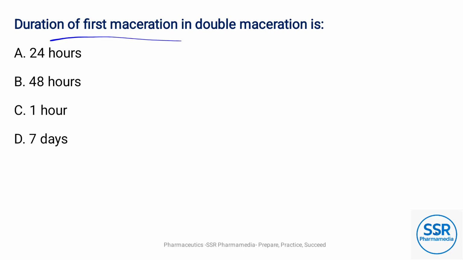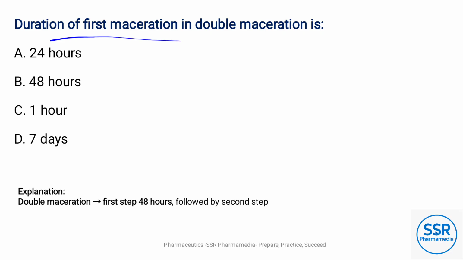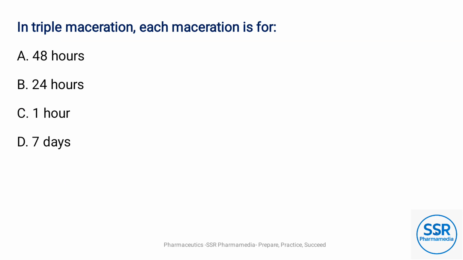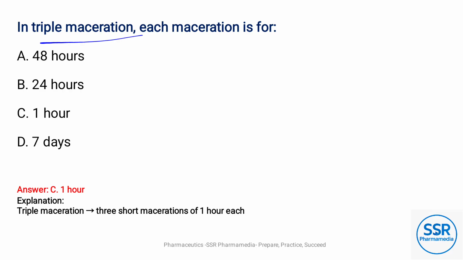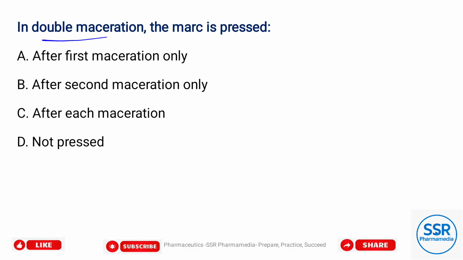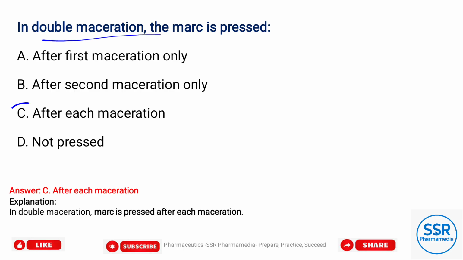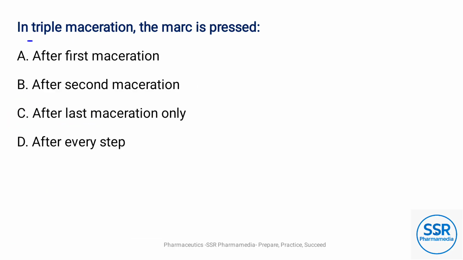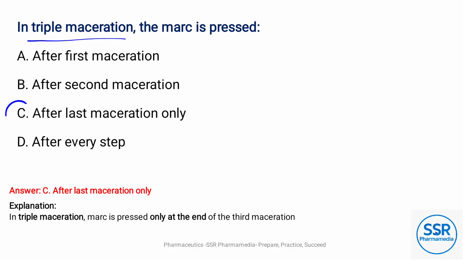Duration of first maceration in double maceration is, so option B, 48 hours. In triple maceration, each maceration is for, option C, 1 hour. In double maceration, the marc is pressed, option C, after each maceration process. In triple maceration, the marc is pressed, option C, after last maceration only.